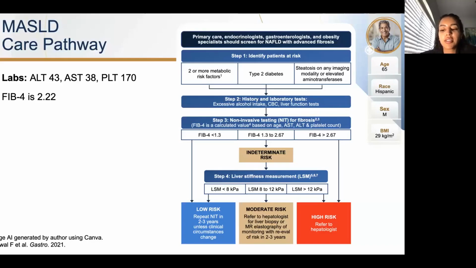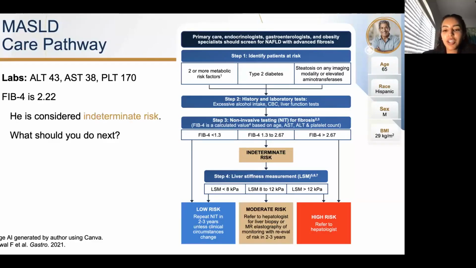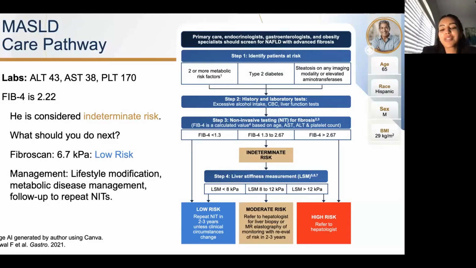Once we've ruled out other causes and we diagnose this patient with MASLD, we'll calculate that FIB4. So his FIB4 is 2.2, which is indeterminate risk. So we send him over to the liver clinic to get a FibroScan. We do a FibroScan in our clinic, and his kilopascal score was 6.7. You can see here on this flow sheet, it was less than 8. So he has low risk for fibrosis within the liver.